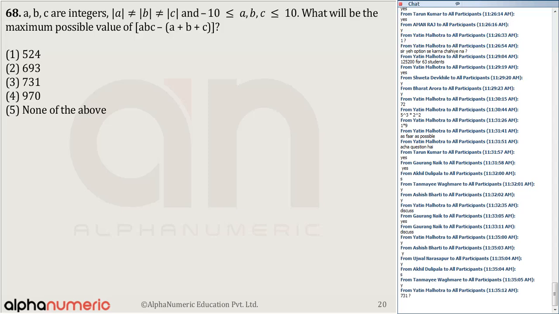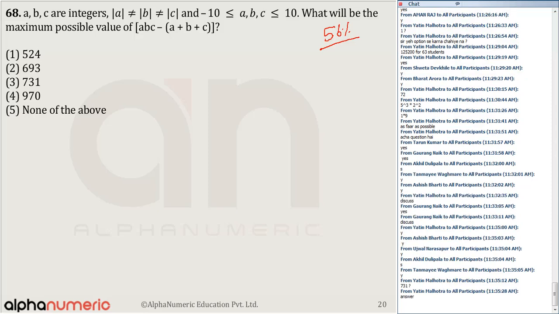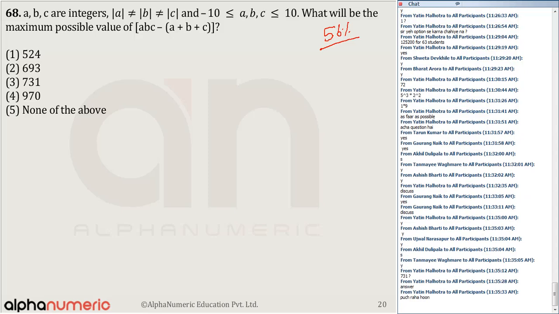68. Okay. 68. What is 731? What is it saying? 56% of you have not attempted this question. Okay. Look at this: the easy questions, the difficult questions, everyone is attempting them, and the easy questions were all being left by people. The correct answer for question number 68 is, just a minute, option 3, 731. That's right.